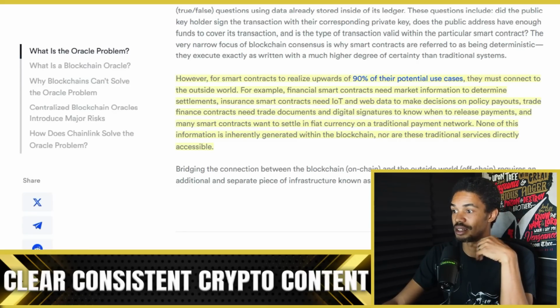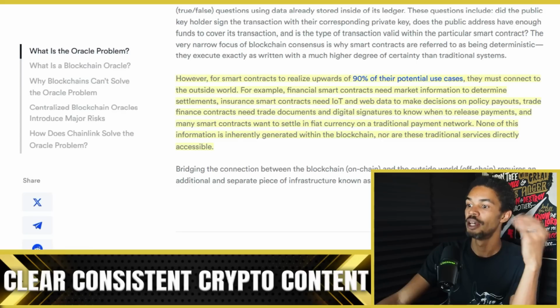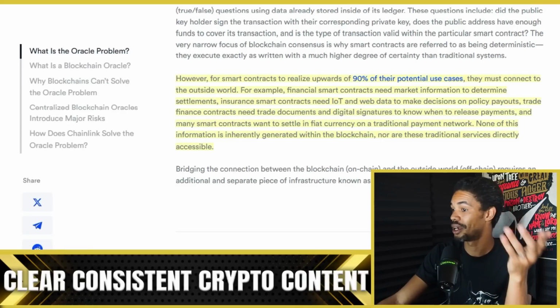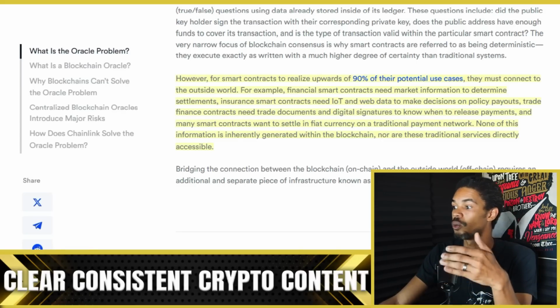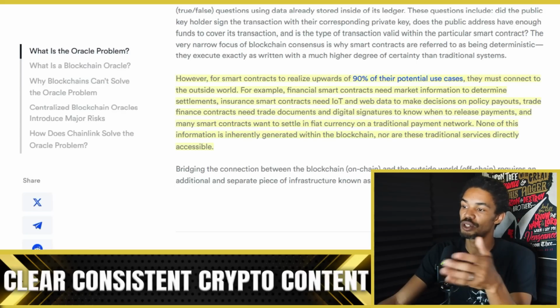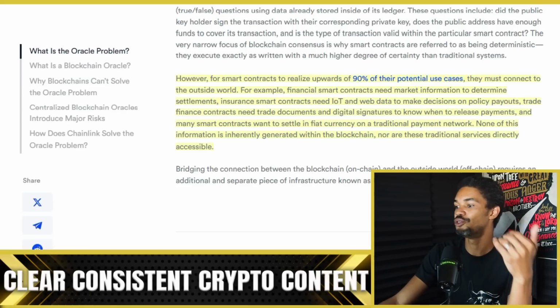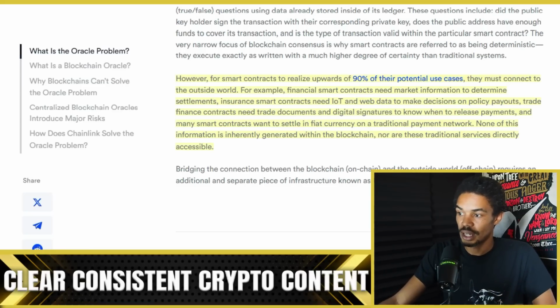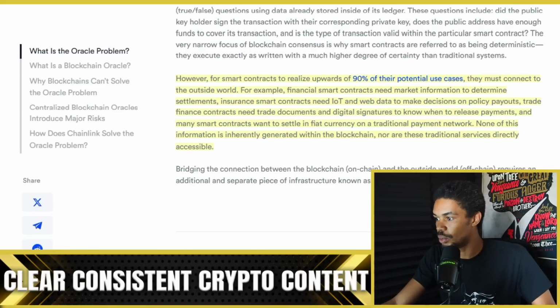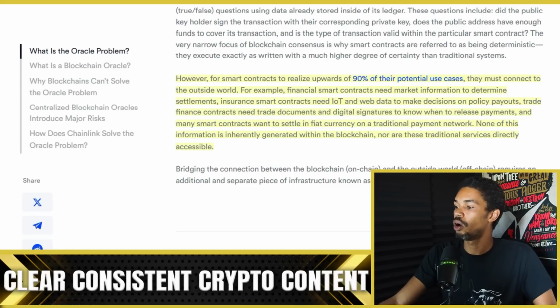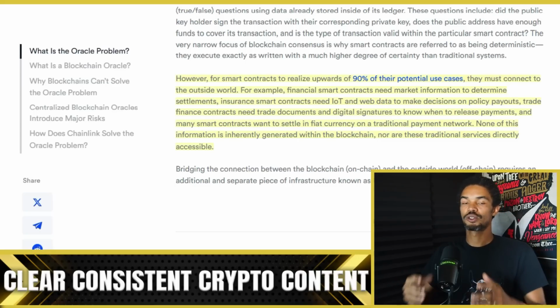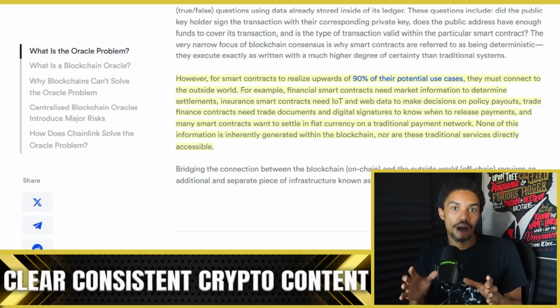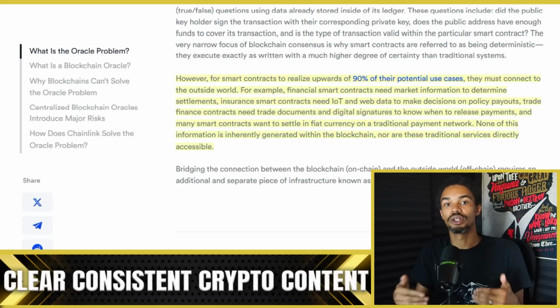Insurance smart contracts need IoT and web data to make decisions on policy payouts. Trade finance contracts need trade documents and digital signatures to know when to release payments. And many smart contracts want to settle in fiat on a traditional payment network. None of this information is inherently generated within the blockchain, nor are these traditional services directly accessible. So that's the main problem that the FLR network is looking to solve.